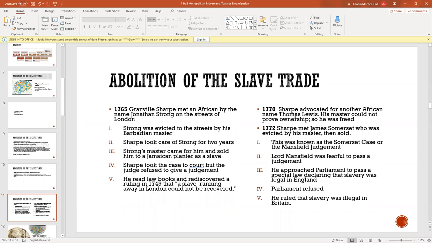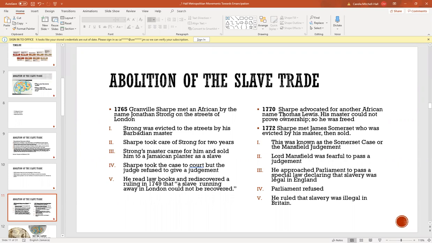Then by 1770, ladies, Sharp advocated for another enslaved person by the name of Thomas Lewis. His master could not prove ownership. So when Sharp brought the matter to court, the person who said, all right, Thomas is my enslaved, could not show any document to say Thomas was his enslaved. So this court freed Thomas.